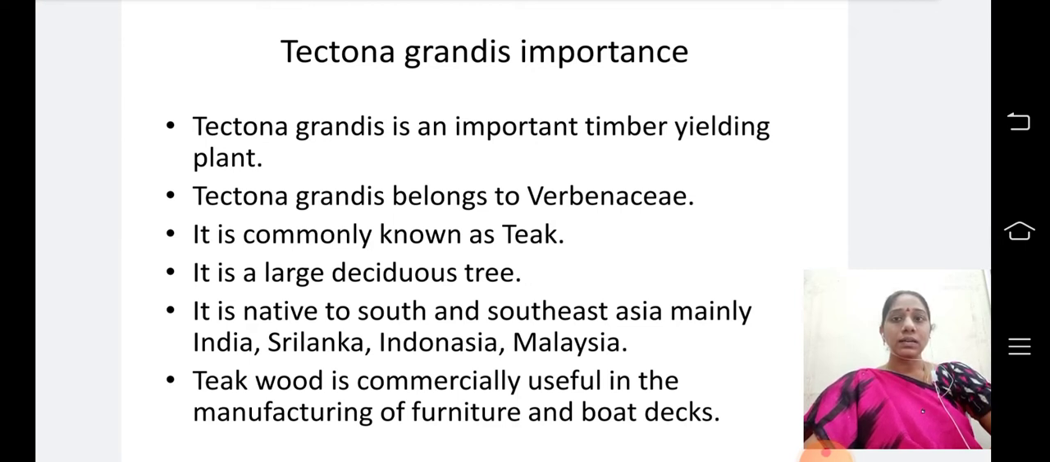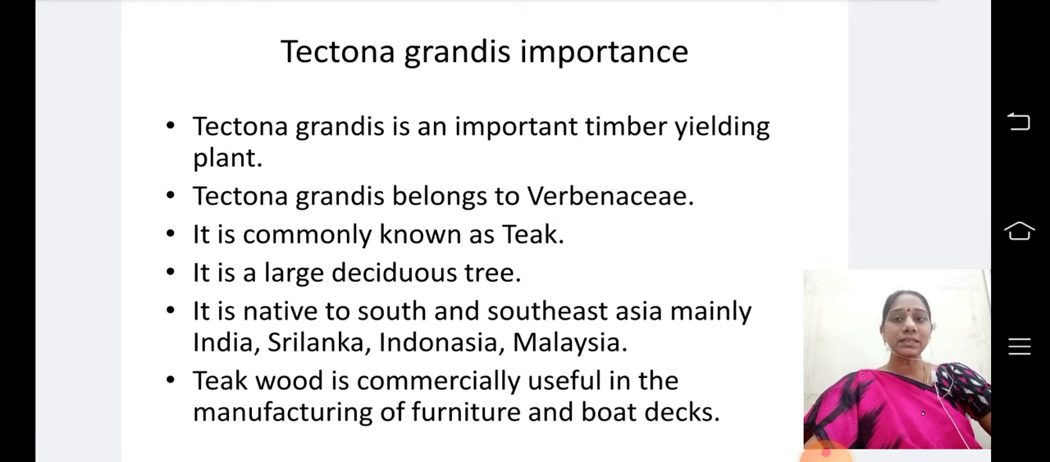So, the inflorescence: panicle inflorescence is present. Flowers are bracteate, bisexual, hypogynous, pentamerous flowers are present in this plant. Fruit is a hard 4-lobed nut.